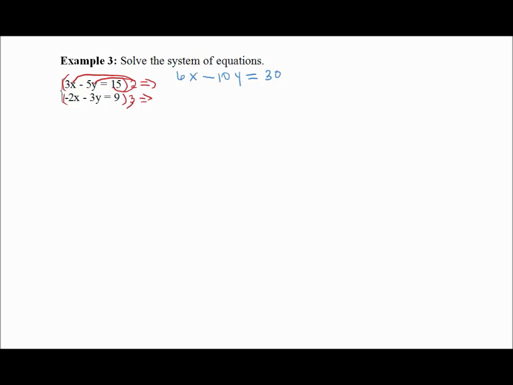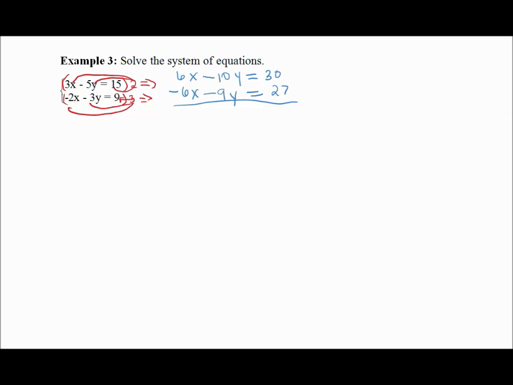Now when I multiply this 3 by each term in that bottom equation, 3 times negative 2 gives me a negative 6x. 3 times a negative 3 gives me a negative 9y. And then 3 times 9 gives me 27. Okay, so now I'm ready to go ahead and solve my system.